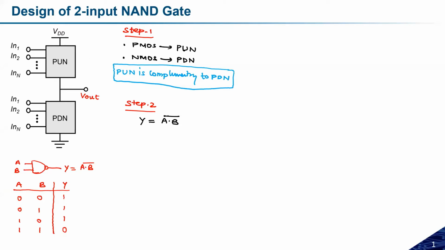So this function can be designed in two ways. The first way is you can design the pull-up network and make the complement for the pull-down network, or you can design the pull-down network and make the complement for the pull-up network. So both are possible because we have already written that the pull-up network is complementary to the pull-down network. Okay, so let me start with the pull-up network only. If I'm planning to design the pull-up network, then how can it be done, let us see.